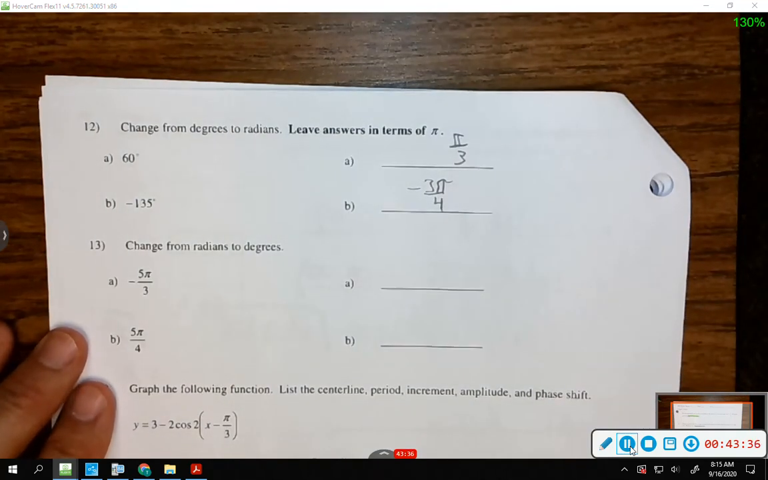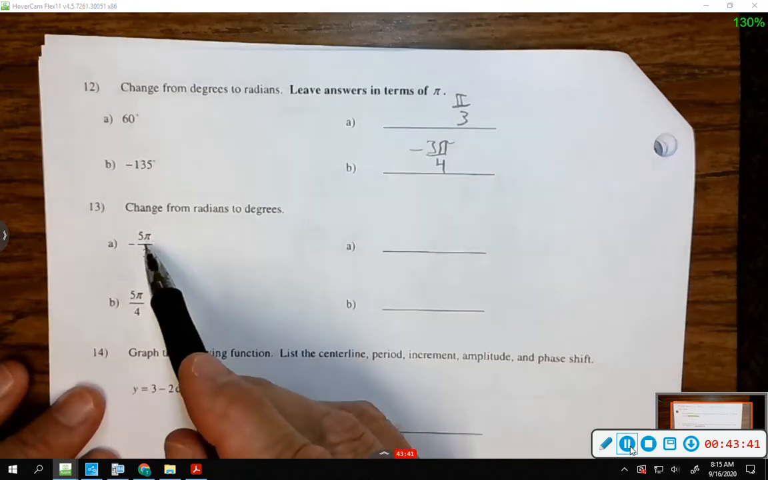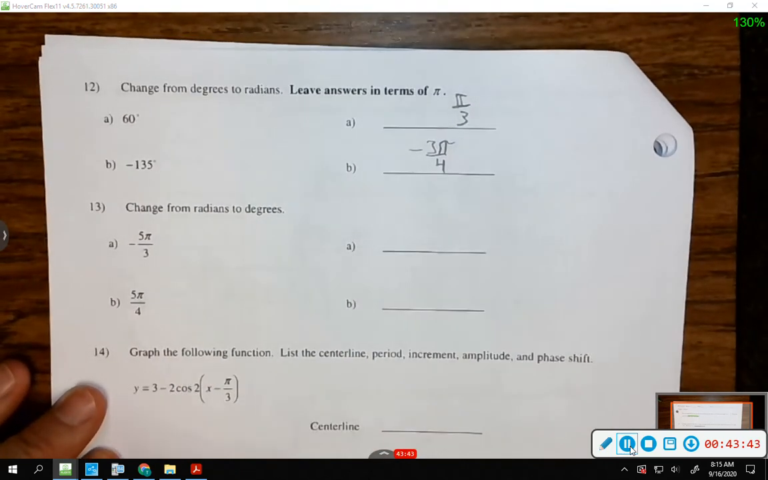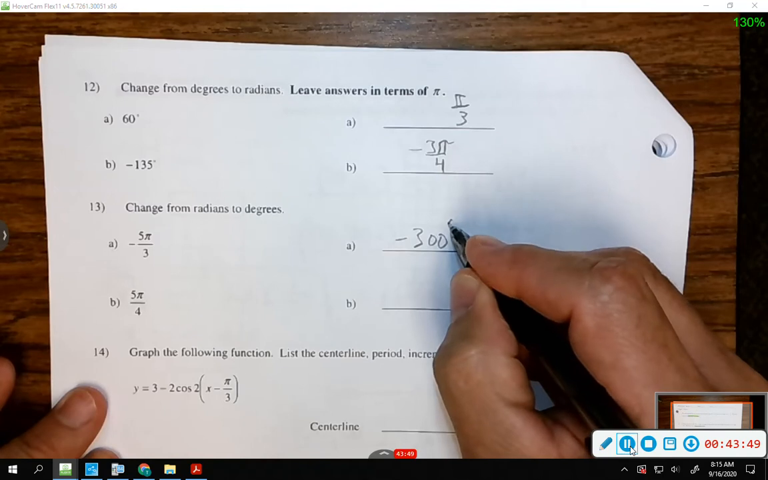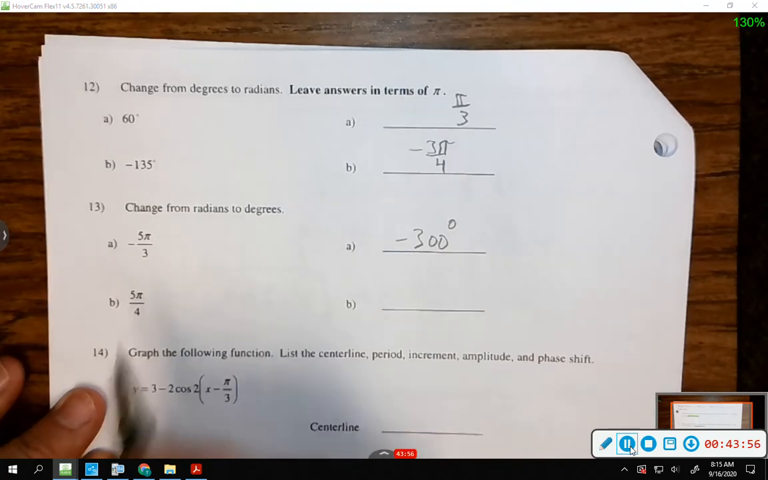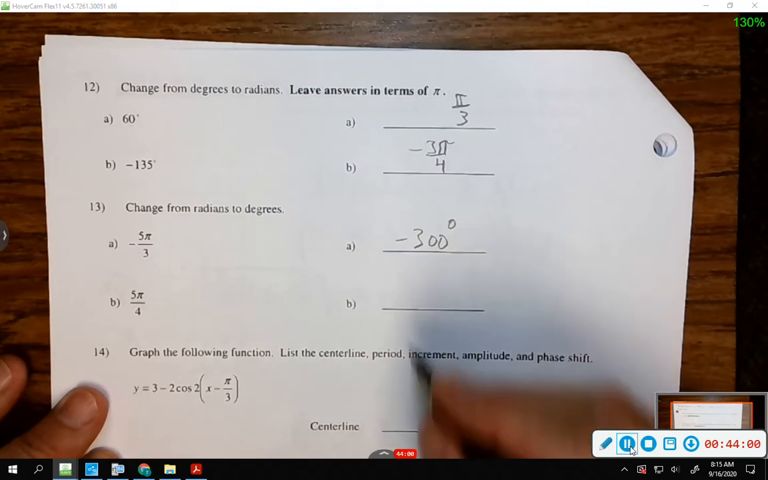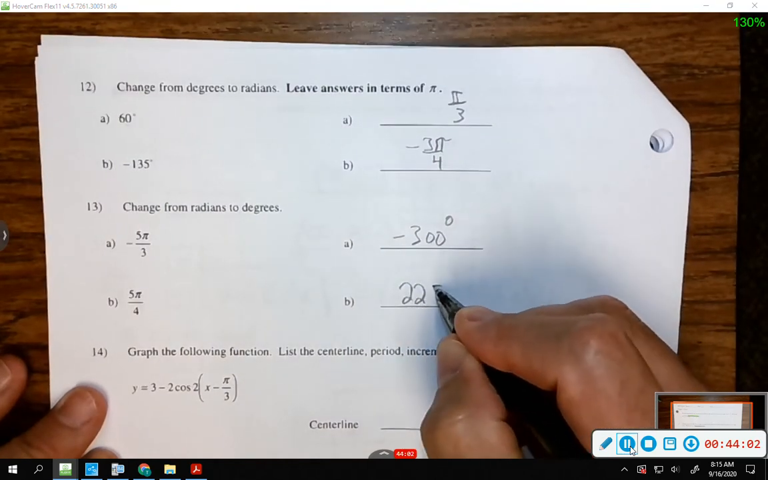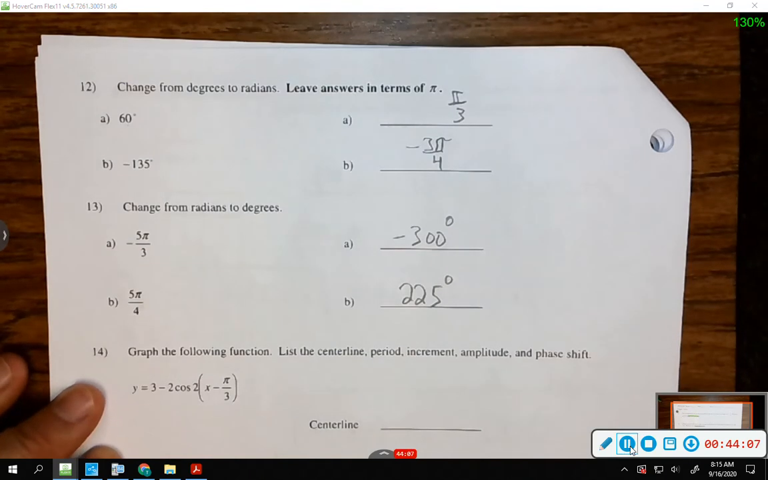Likewise, going this direction. Pi over 3 is 60 degrees. 60 times 5 is 300. I have to put the negative in front of it, and don't forget your degree symbol whenever it's a degree. If there's no degree symbol, it's assumed to be radians. Pi over 4 we know is 45 degrees. 45 times 5 is 225 degrees. I would prefer that you not have to write anything down to do the conversions, and it would be like that on the test as well.